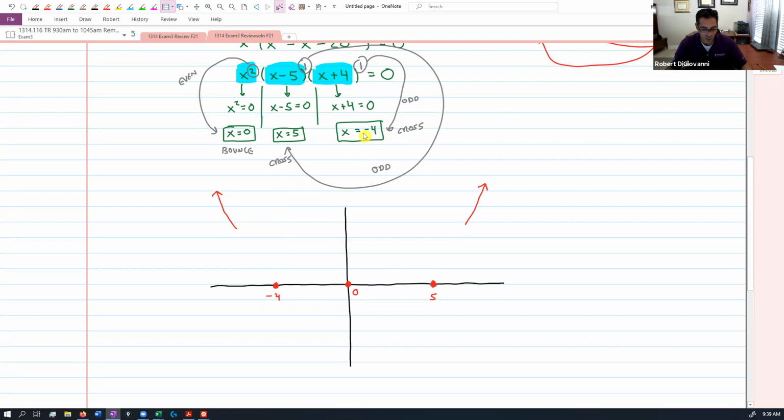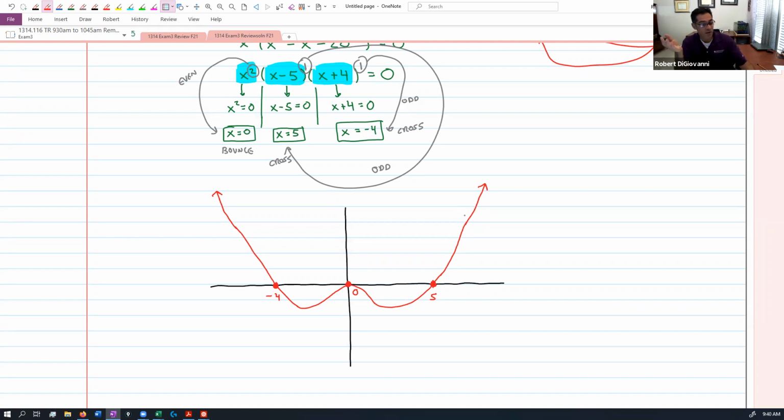So at negative 4, I'm supposed to cross through. So I'm just going to draw this. I'm going to cross through the x-axis. Then I've got to come back up here to 0. And when I get to 0, I'm going to bounce off the x-axis. And then continue through to 5. And when I get to 5, cross through, and then just connect it to this end. That's it.